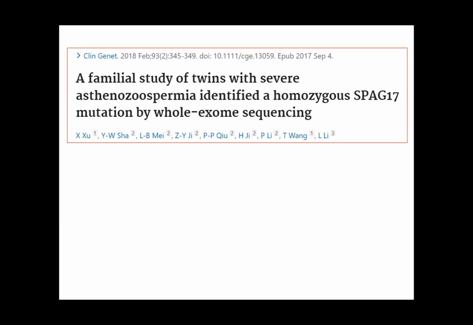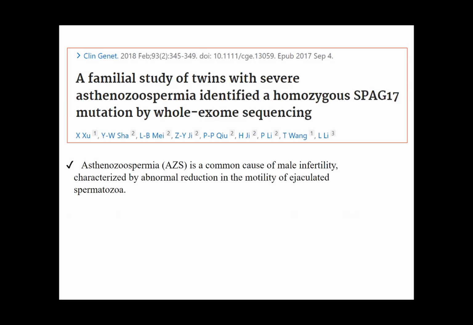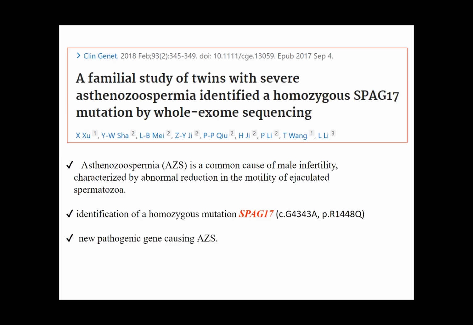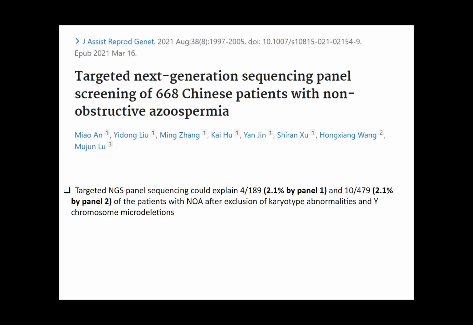Here, a family study of twins with severe asthenospermia identified a homozygous SPAG17 mutation by whole genome sequencing. This is a new pathogenic gene causing asthenospermia.